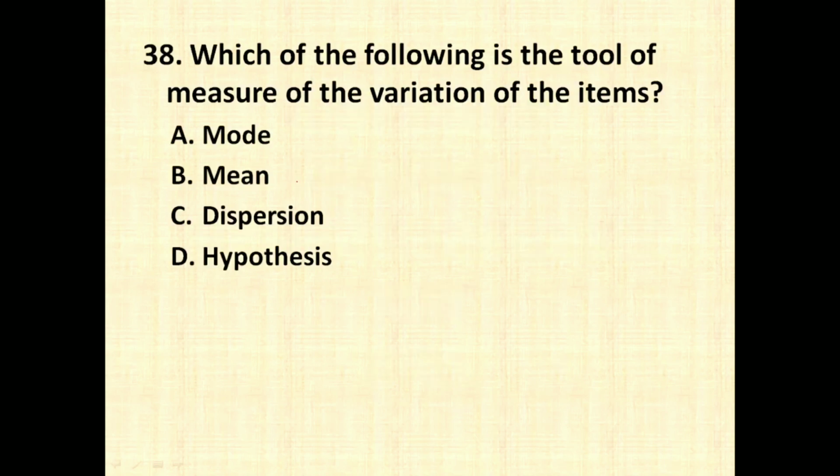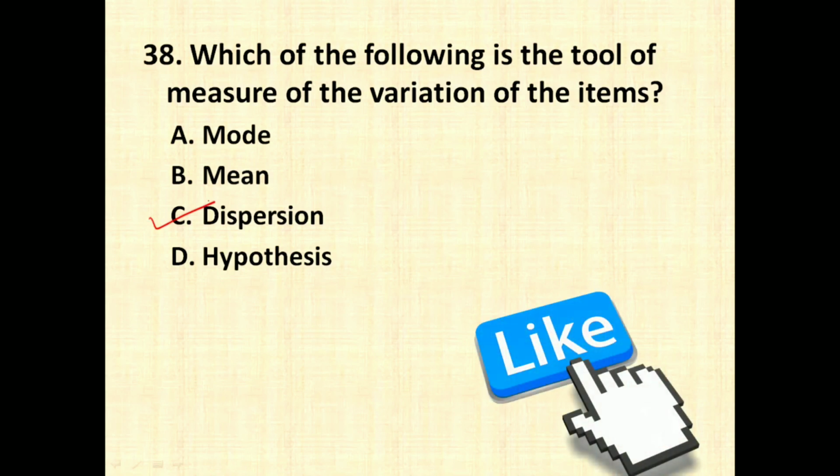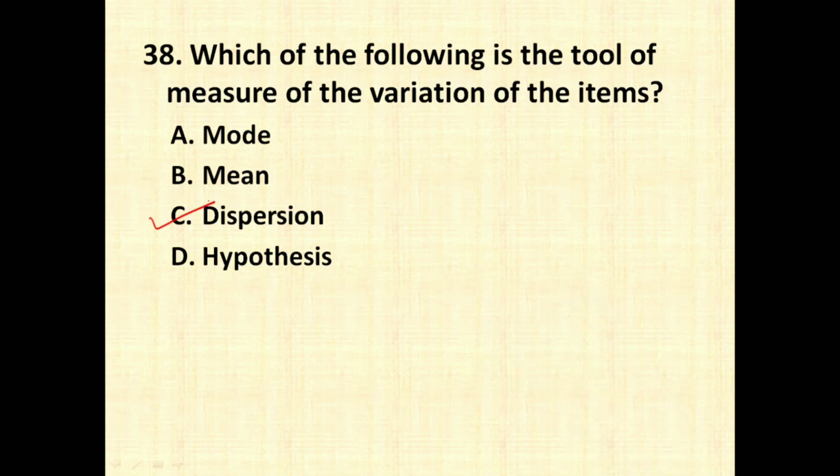this paper. Which of the following is a tool of measure of variation of the items? Mode, mean, dispersion, hypothesis. So the right answer is option number C, dispersion. Dispersion helps to find out the variation between the items. There are different measures of dispersion. Absolute measures of dispersion are range, standard deviation, quartile deviation, and mean deviation, whereas relative measures of dispersion are coefficient of range, coefficient of variation, coefficient of quartile deviation, and coefficient of mean deviation. So remember all these points.